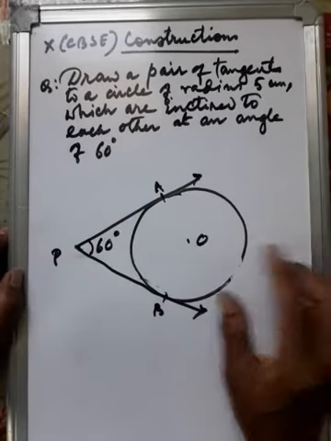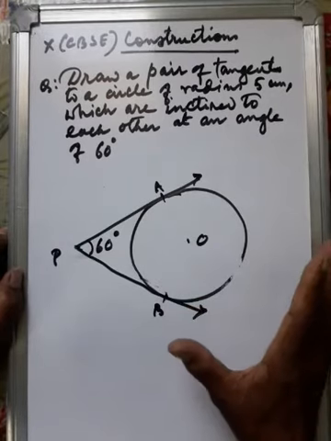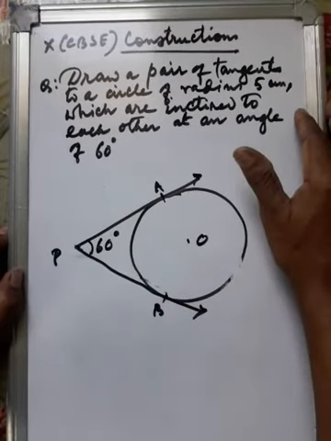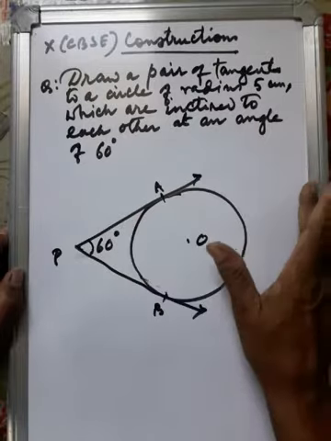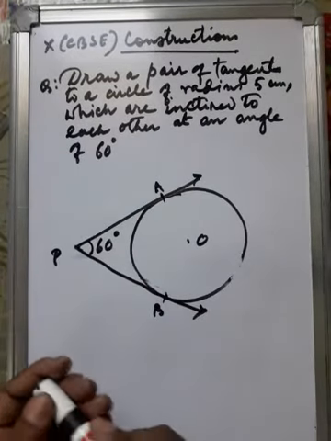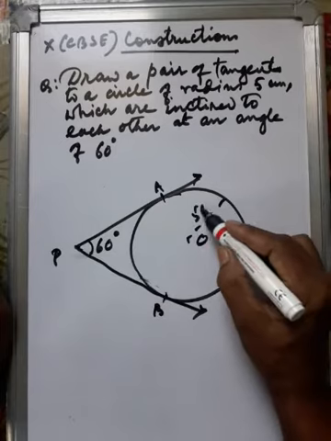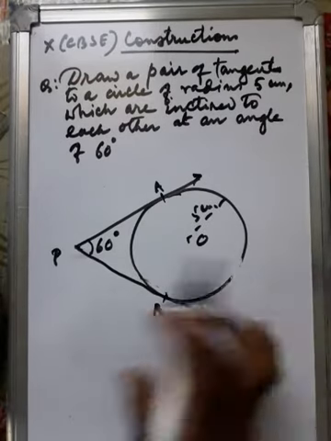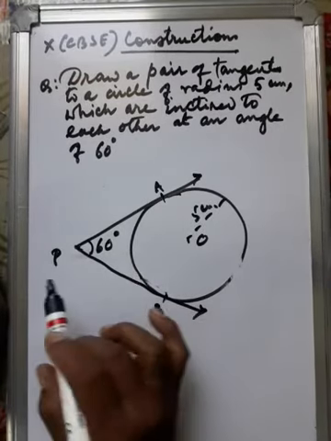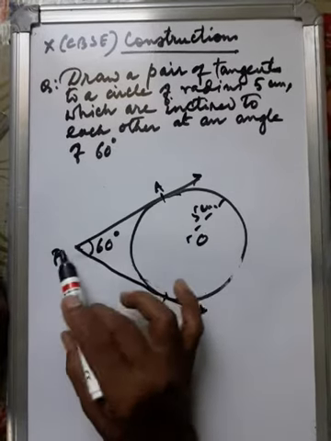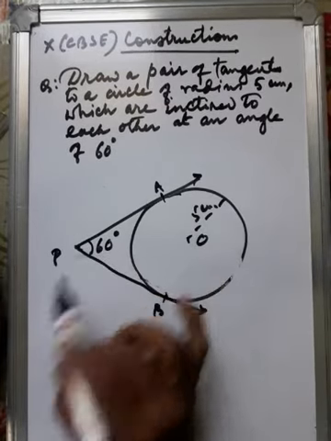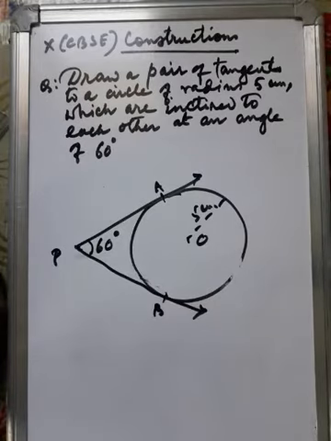Students, now we are going to solve another question of construction, standard 10 CBSE. The question is, draw a pair of tangents to a circle of radius 5 centimeter, which are inclined to each other at an angle of 60 degree. Means its radius is given 5 centimeter and it is not given where is the P, but it is given that the angle between PA and PB is 60 degree. Okay, let us do the construction.